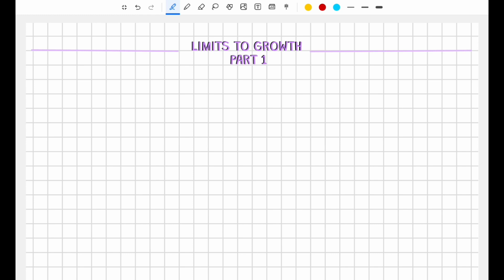So today we're going to be talking about factors that limit a population's growth. These are called limiting factors. They basically cause the population to decrease. And today we are going to be talking about the two categories of limiting factors.